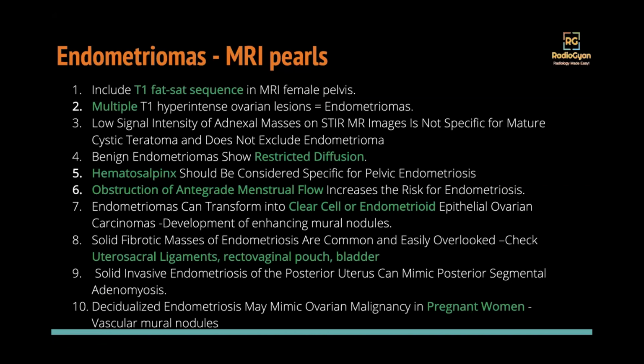Interesting point, which even I was not aware of, I read about it while I was preparing for the lecture, is that wherever there is obstruction of antegrade menstrual flow, it can increase the risk of endometriosis. So can anybody think about a cause for obstruction of the menstrual flow?